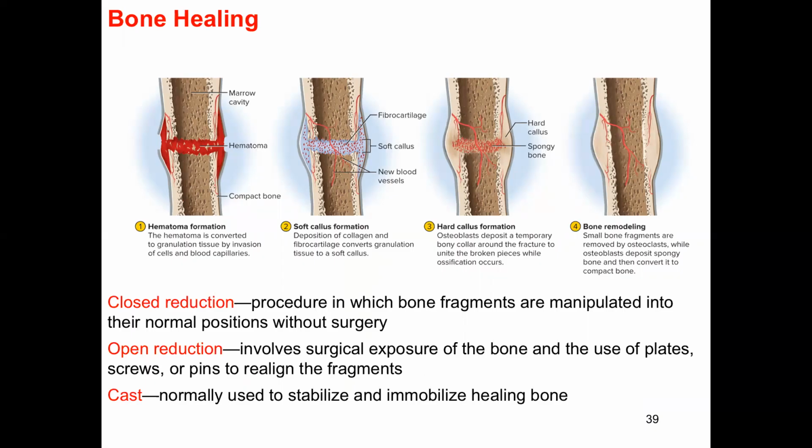So there are 4 stages of healing bone. The first stage is the hematoma formation. If you know the term hematoma, that's a blood clot. That happens in the first 6 to 8 hours, and it's associated with inflammation and swelling, right?